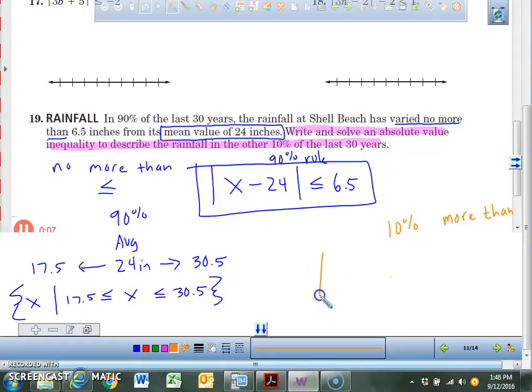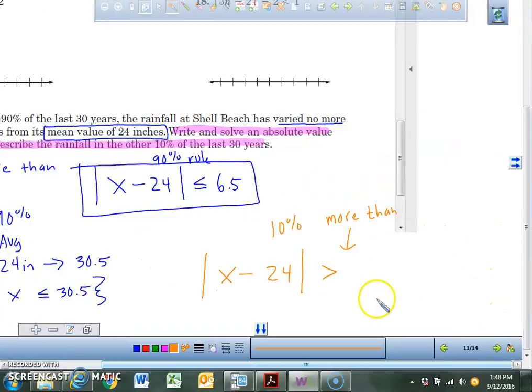So we got to do the 10% rule. Here we go. What's going to stay the same? The x minus 24. That's going to stay the same, except now I'm not doing no more than, which is this symbol. Which symbol am I going to use? The greater than. The more than symbol. So, more than 6.5. So all the other years, the 10% of the rain had to be way more than 6.5 on either side of 24.